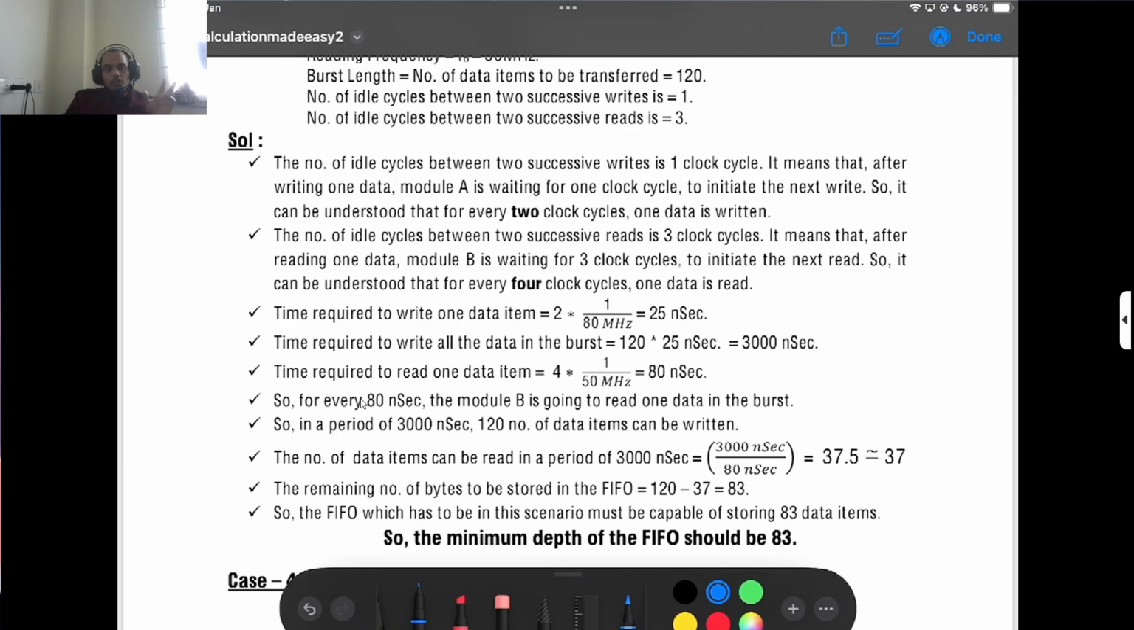Next, the number of idle cycles between two successive reads is three clock cycles. It means that after reading one data, module B waits for three clock cycles to initiate the next read. So for every four clock cycles, one data is read. The time required to write one data item equals 2 multiplied by 1 by 80 megahertz, so it is 25 nanoseconds.